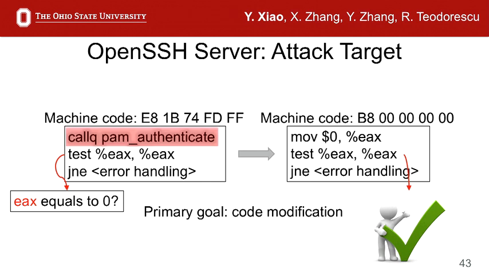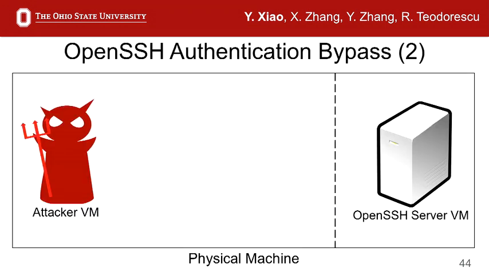Originally, the first line of the code calls the function PAM-authenticate to allow password authentication, and it stores the authentication results in EAX. We change it into directly writing 0 to the register. The machine code of both instructions are 5 bytes long, so it is a perfect replacement. Now let's see in detail how the attack is brought out.